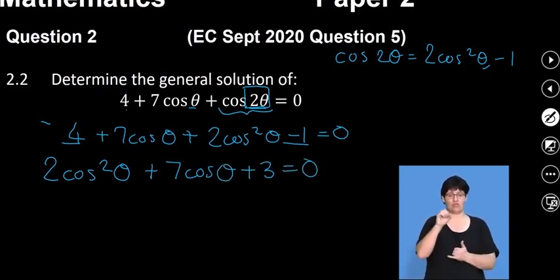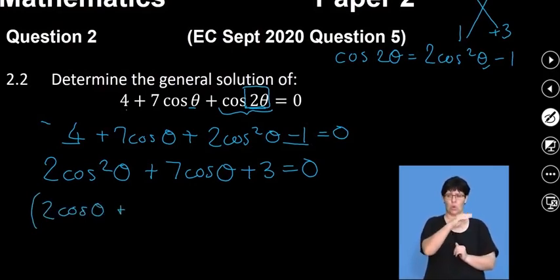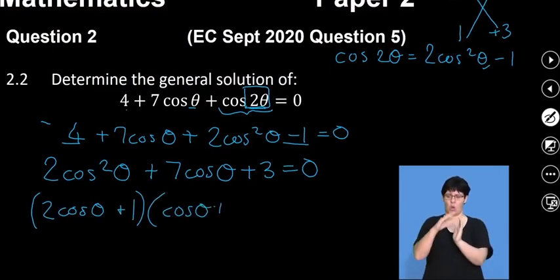I can now factorize this expression. I'm just going to use my little cross on the side here. That's what I like to do. So I've got a 2 and a 1, and the factors of 3, I've got a 3 and a 1 over there, and they're both positive. So I can see that my factors are 2 cos theta plus 1, and my other factor is cos of theta plus 3, and that's equal to 0.